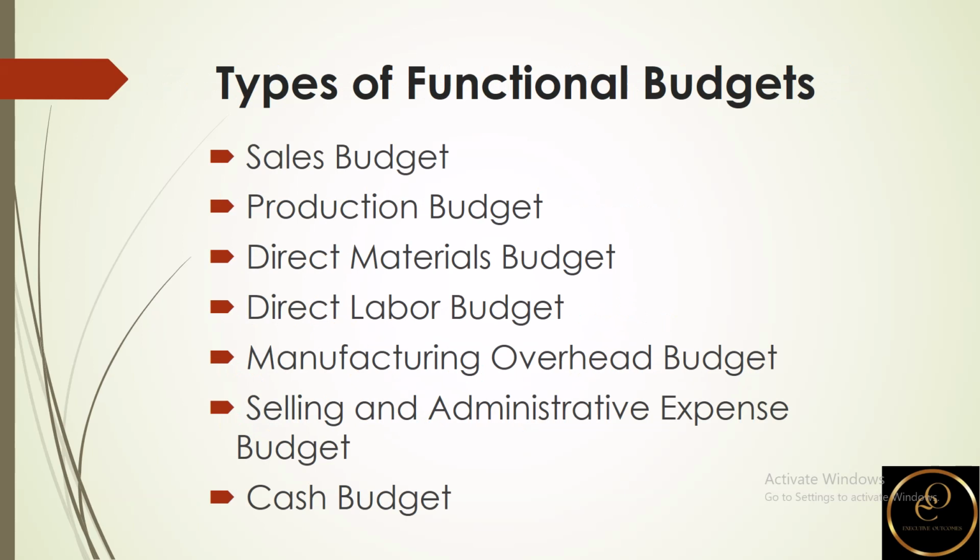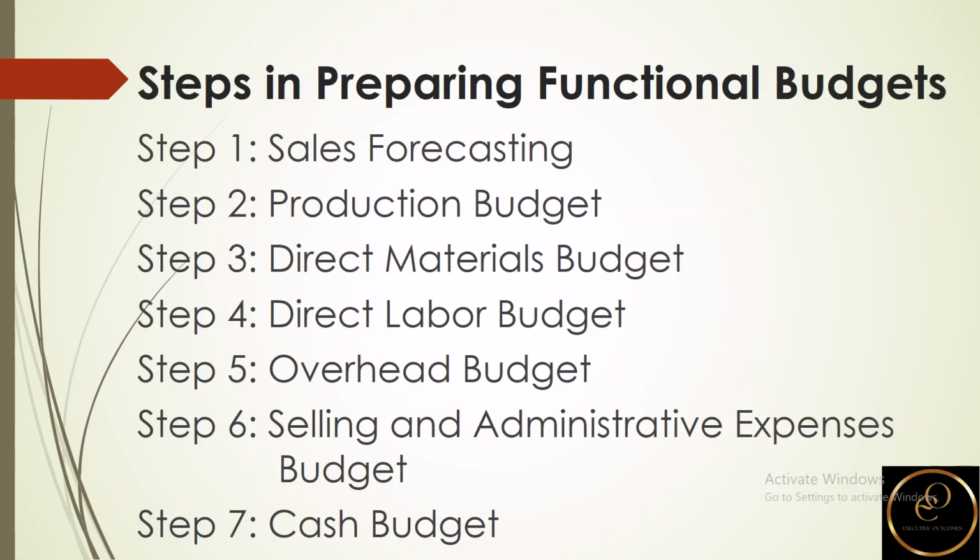What types of functional budgets are we talking about? A number of functional budgets can be looked at, which include sales budget, production budget, direct materials budget, direct labor budget, manufacturing overhead budget, selling and administrative expenses budget, as well as cash budget, to name a few.